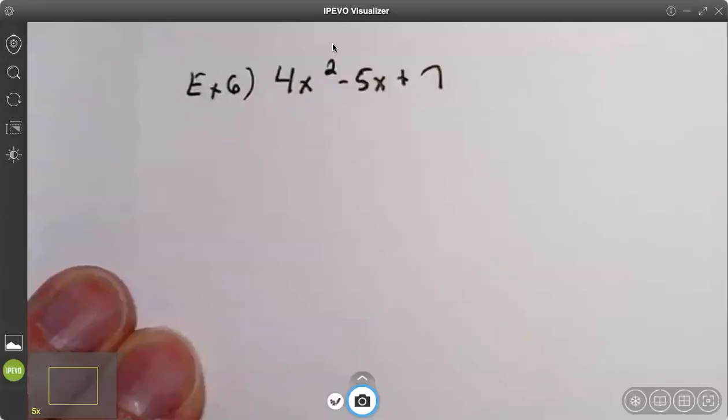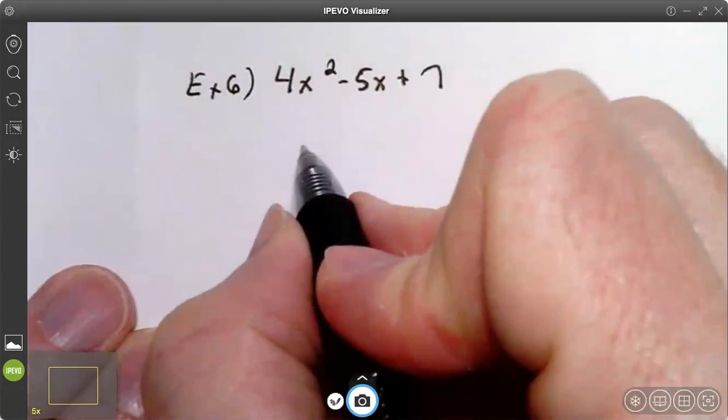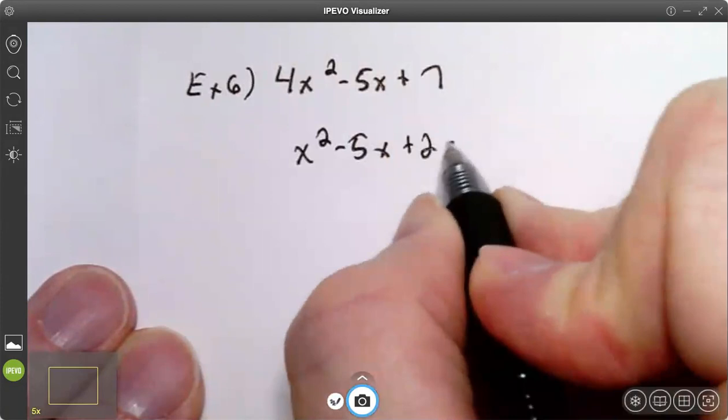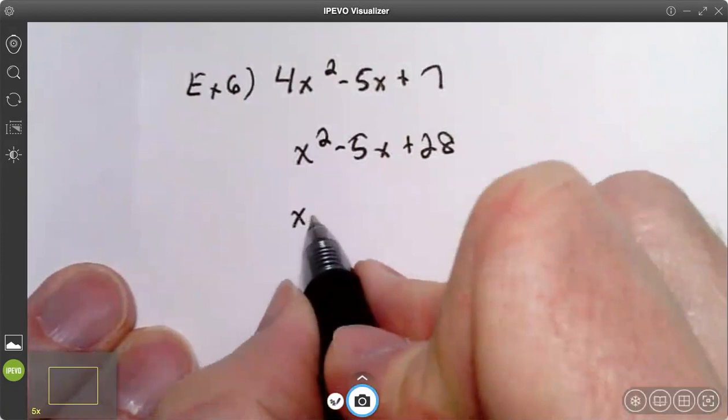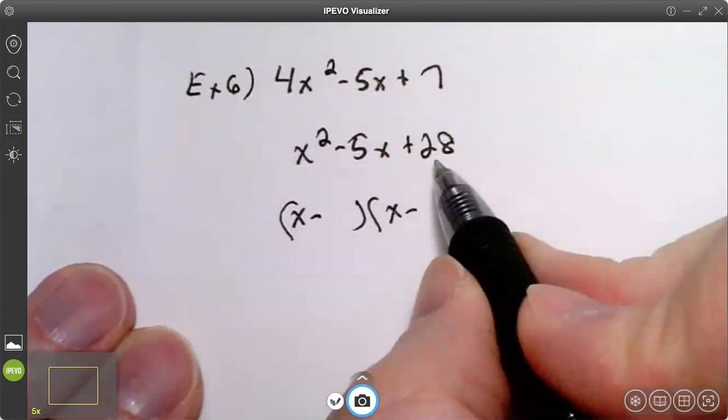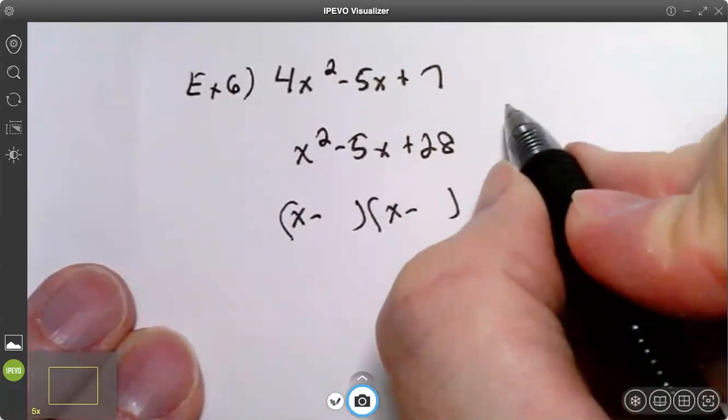Let me show you one more example just in case you run into this, and then we'll be done. Here I have a trinomial, no greatest common factor, leading coefficient is not 1, so I'm going to swing the 4 over. 4 times 7 is 28. This tells me my signs will be the same. This tells me they're both negative. So I go x minus, x minus. Looking for two numbers whose product is 28, whose sum is negative 5, and both of those numbers will be negative. Negative 1 times negative 28.